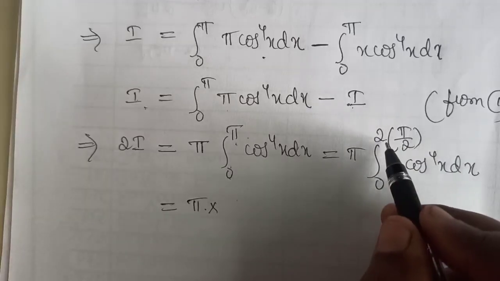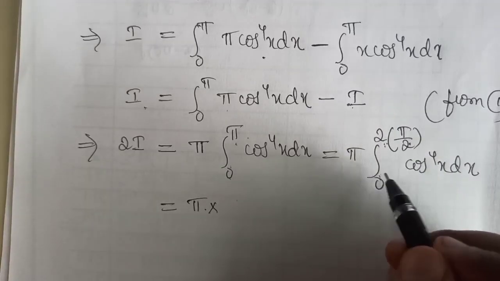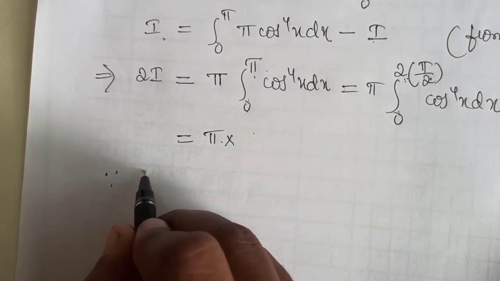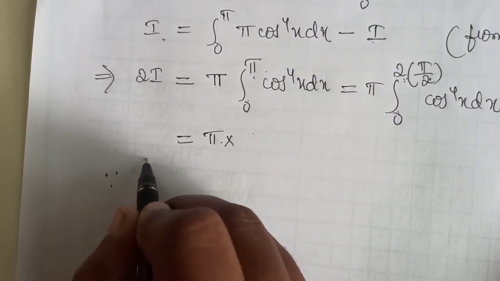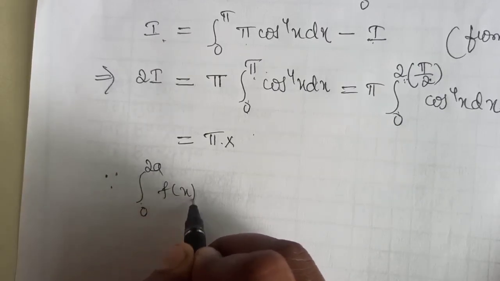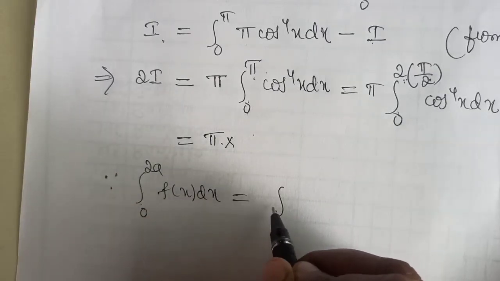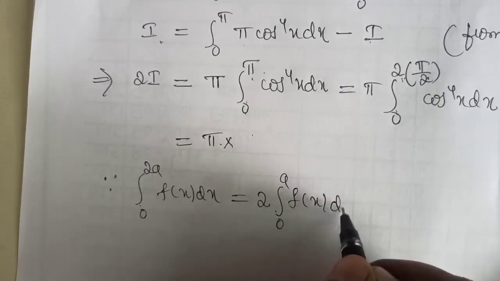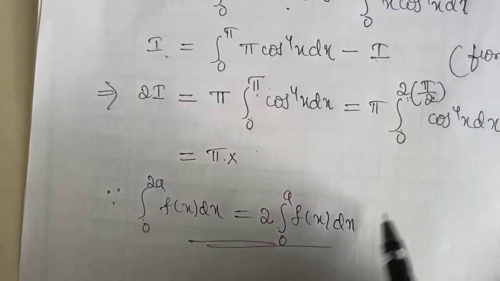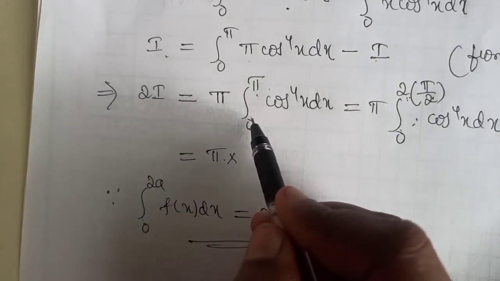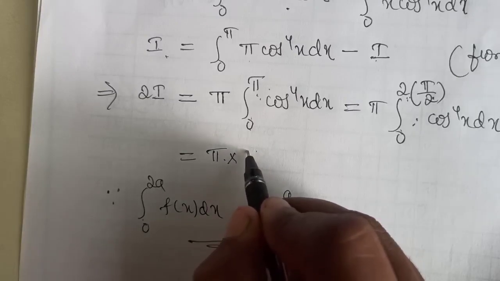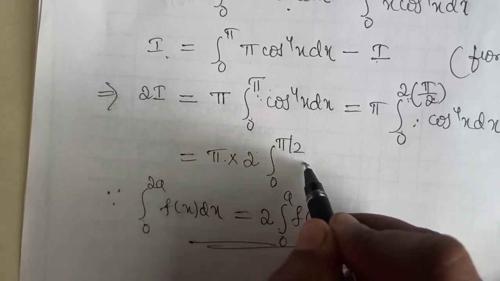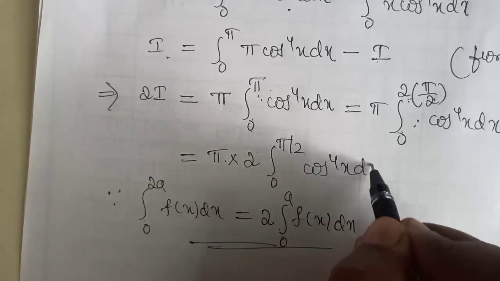So here we have 2a form. We know the formula, that is the property of definite integrals, integration 0 to 2a f of x can be written as 2 into integration 0 to a f of x dx. Okay, so by using this property we can write this given integral 0 to pi as 2 into integration 0 to pi by 2 cos power 4x dx.